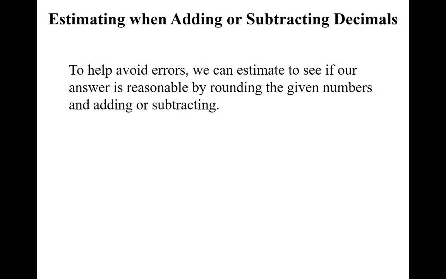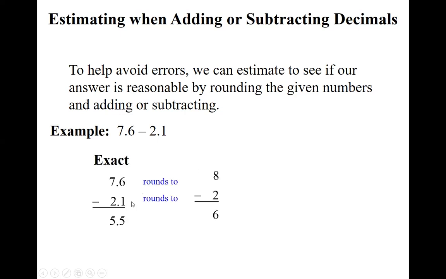Estimating when adding or subtracting decimals. To help avoid errors, we can estimate to see if our answer is reasonable by rounding the given numbers and adding or subtracting. For example, 7.6 minus 2.1, the exact would be 5.5. Rounded, 7.6 rounds to 8, 2.1 rounds to 2. 8 minus 2 is 6. 6 and 5.5 are close. So this is a reasonable answer.